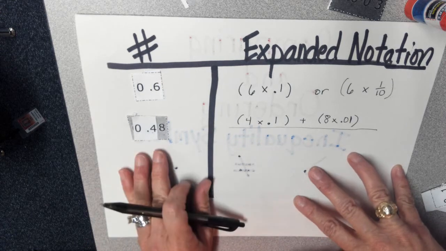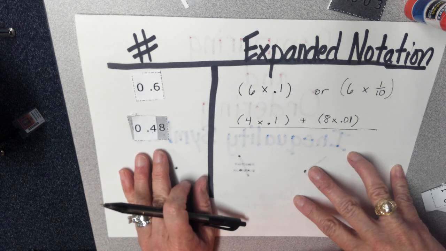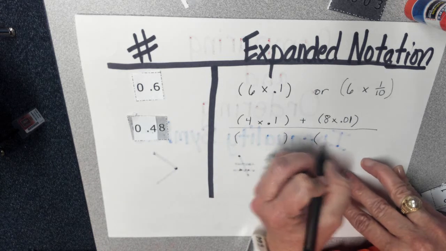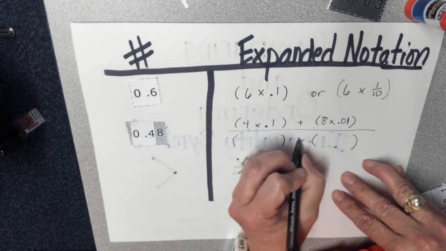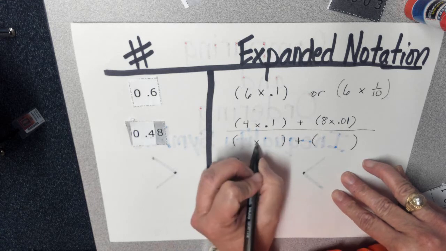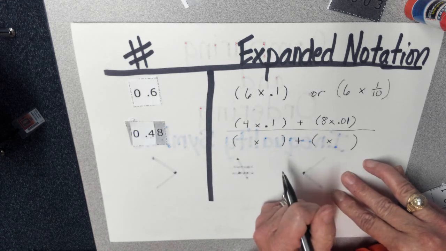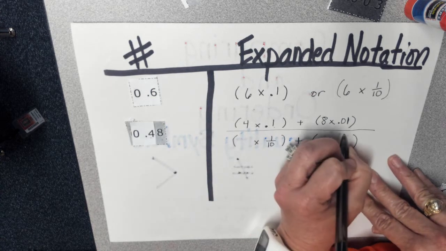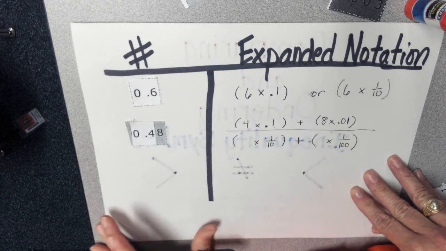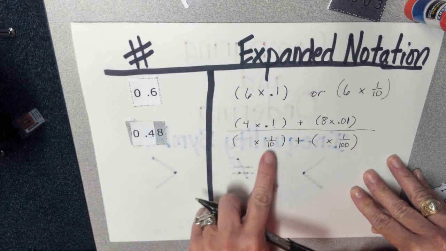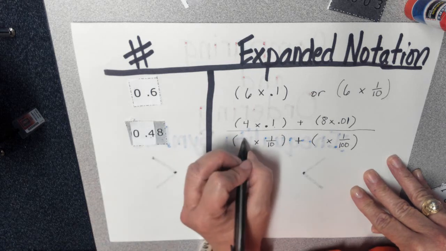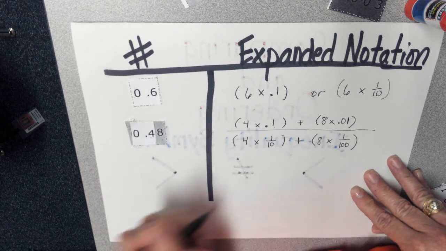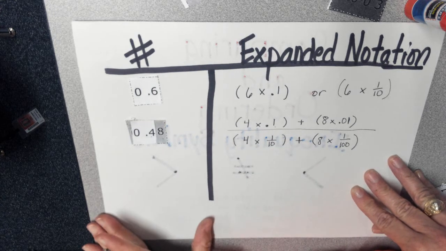Now, if I wanted to write the expanded notation in fraction form, I'm going to start with my parentheses, my addition sign, my multiplication sign, my values. So we could write 1/10 in fraction form, and we could write 1/100th in fraction form. And the value that is in the tenths place is the number 4. The value that is in the hundredths place is the number 8. What questions can I answer for you?